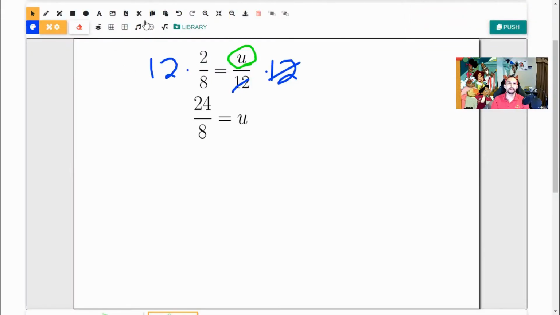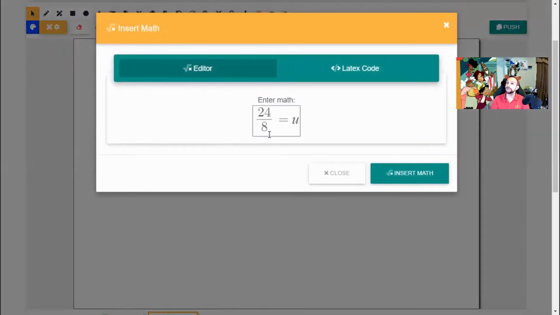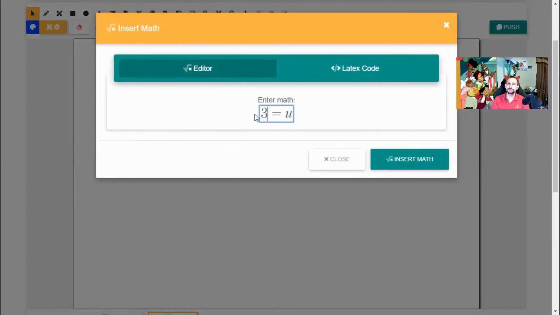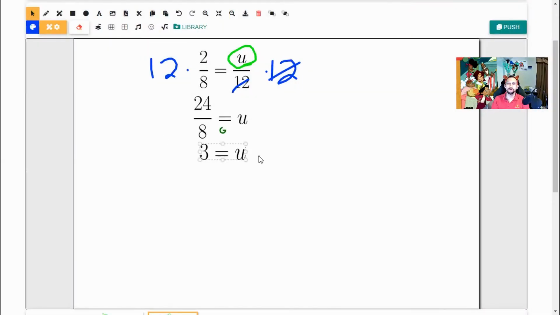Now I'd like to simplify this. 8 goes into 24 3 times. So this is simply just 3. We believe our solution is just u equals 3.